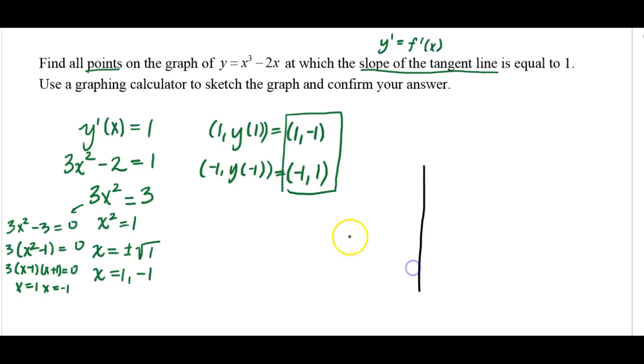So we can go ahead and sketch and confirm what we knew from that graph right there. That looked something like this. That at negative 1, 1 was something like this. If I were to draw a tangent line, that slope would be 1. And then same thing over here at 1, negative 1. If I were to draw a tangent line, the slope of that line would be 1. So at two different coordinate points, 1, negative 1, and negative 1, 1.